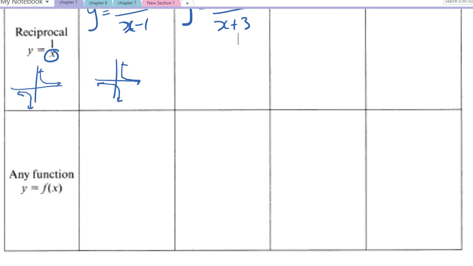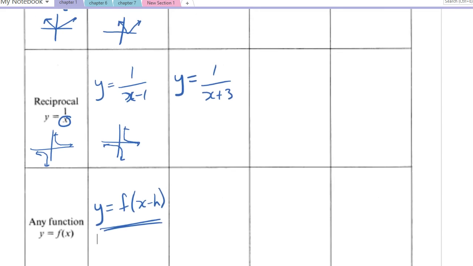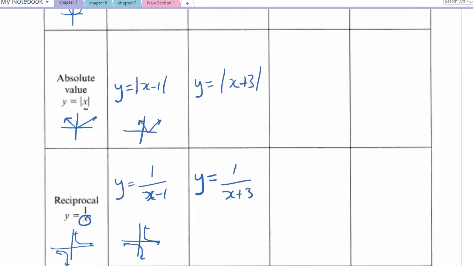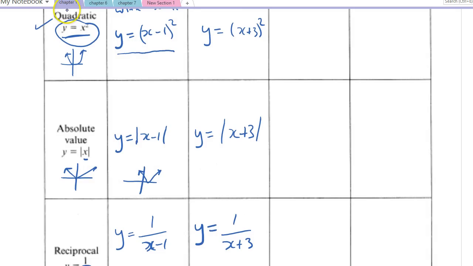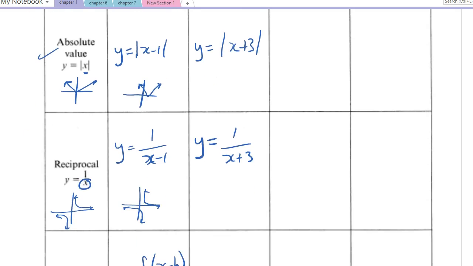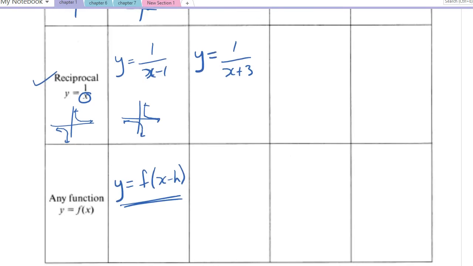So for any function now, we would say y is equal to f of x minus h. So this is how this one takes the place of doing every single little example in the world. It explains the quadratic, it explains this absolute value, it explains the reciprocal. In fact, it would explain any function at all.